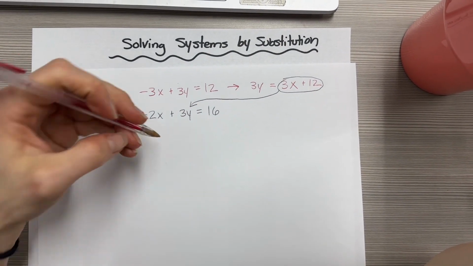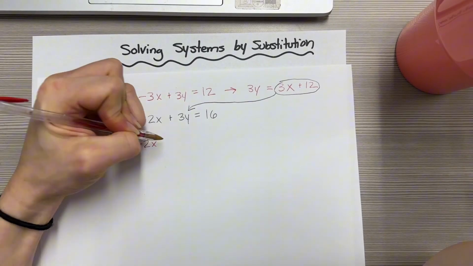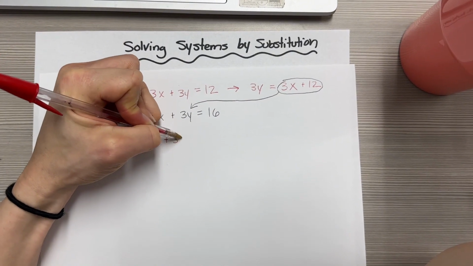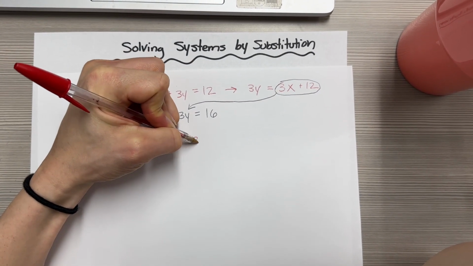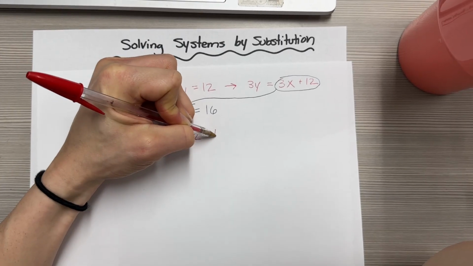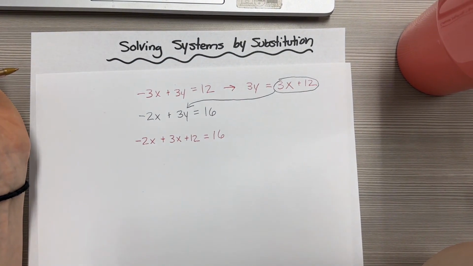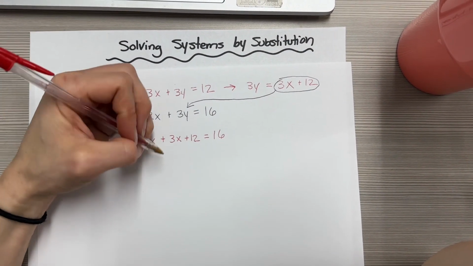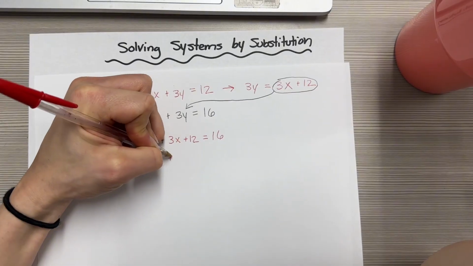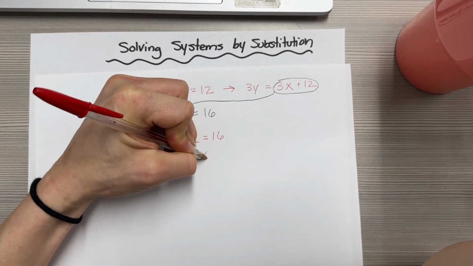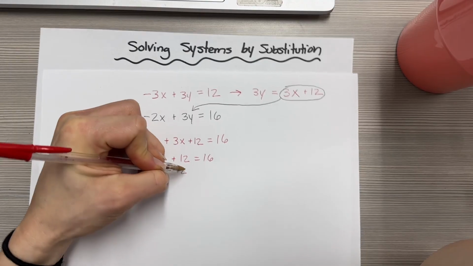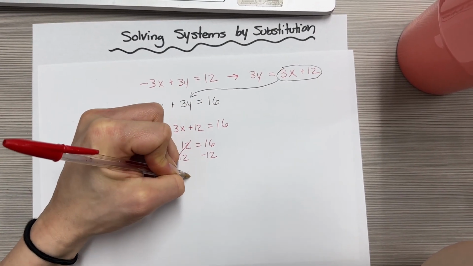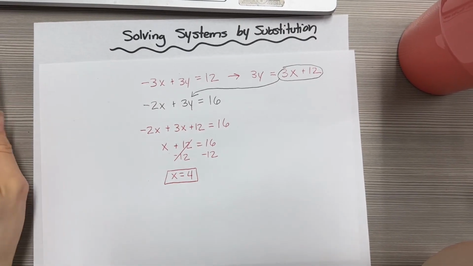So now let's rewrite 2x plus, again, we're substituting the value for 3y in, so we're going to write 3x plus 12 instead of the 3y, and it's going to equal 16. From here, we combine our like terms, so negative 2 plus 3 is going to give me 1x plus 12 is equal to 16. We then just need to subtract the 12 from both sides. And that will leave me with x is equal to 4. So now we've solved for x.